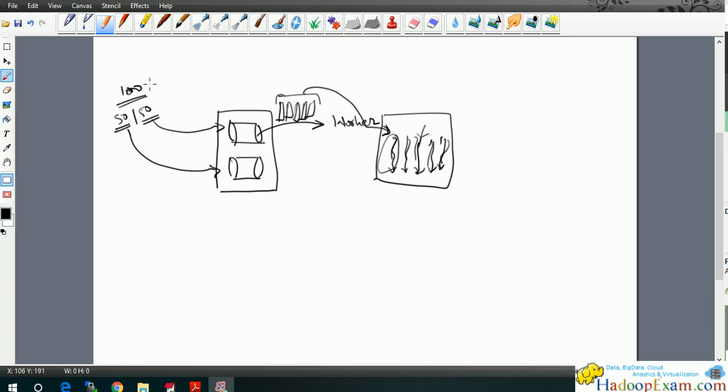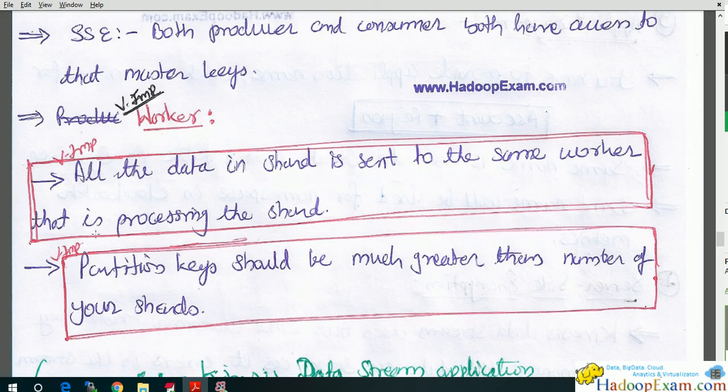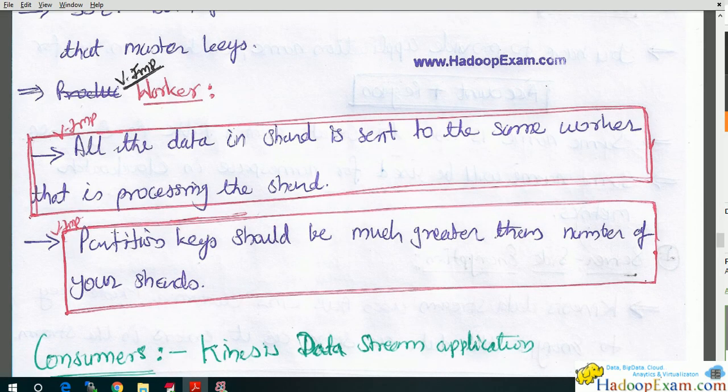Suppose you are getting 1000 records per second. I can't recommend exactly what it would be, but it should always be higher. So you could create 10 partition keys. 10 partition keys means 5 partition keys are assigned to this shard and 5 partition keys to the other, based on the partition key value. That is the recommendation from the AWS side: your partition key count should be much higher than the number of shards. Remember that.